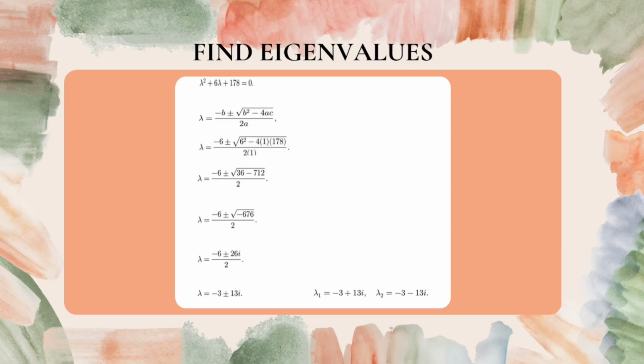equal to 0. To find the eigenvalues, we're going to use the quadratic formula, which is lambda equals negative b plus minus the square root of b squared minus 4ac, divided by 2a, where a equals 1, b equals 6, and c equals 178. And the final answer will be lambda equals negative 3 plus minus 13i, which is lambda 1 equals negative 3 plus 13i, and lambda 2 equals negative 3 minus 13i.